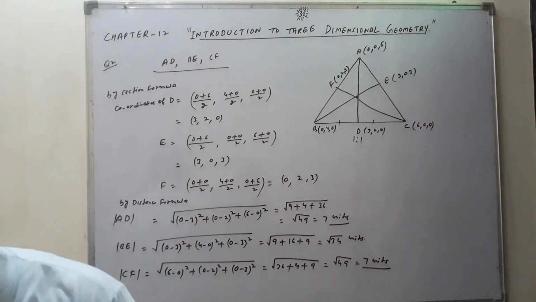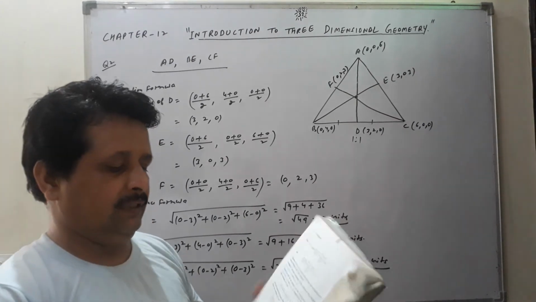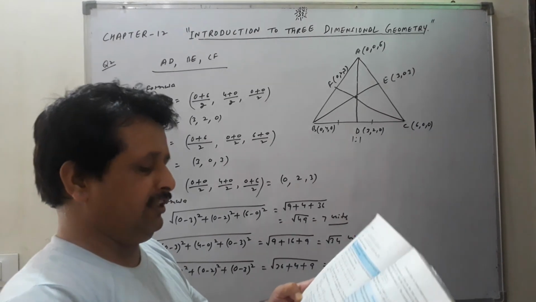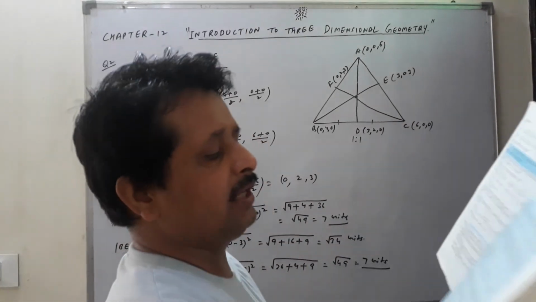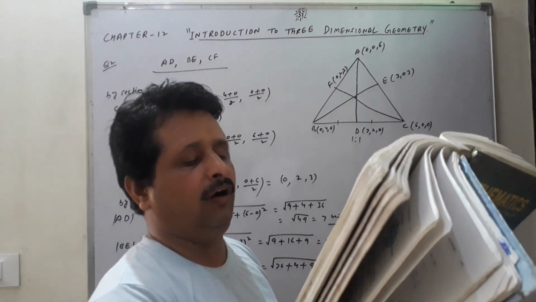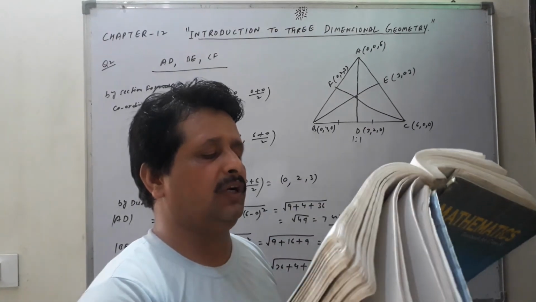So let us come to the next question, question number 3. In question number 3, students, if the origin is the centroid of the triangle PQR with the vertices P, Q and R, find out the value of a, b, c. Very simple question this is, students. Very easily you can do it yourself.